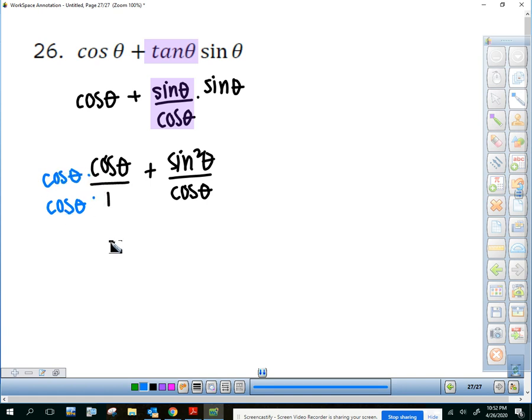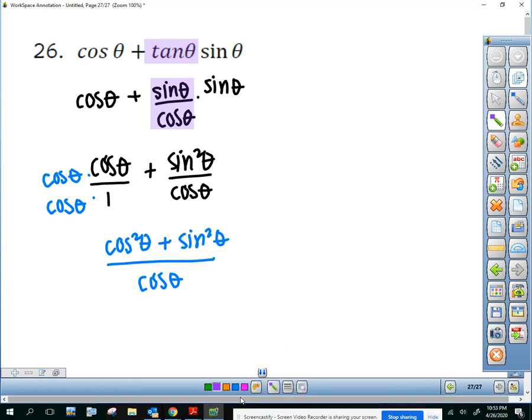And that would be giving me cosine squared theta plus sine squared theta together over that new common denominator of cosine. Now that should stand out to you. Sine squared plus cosine squared, that's our Pythagorean identity, which is equivalent to 1.